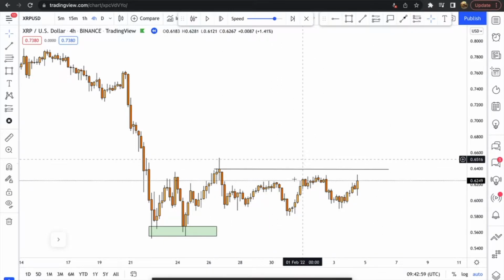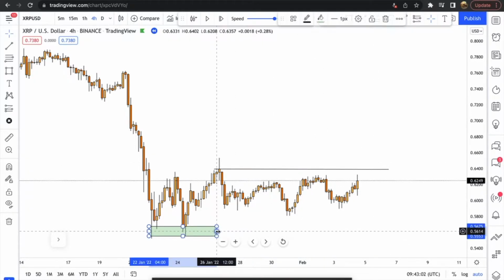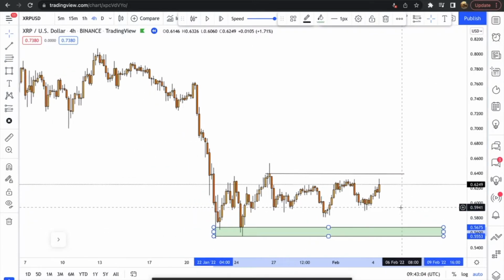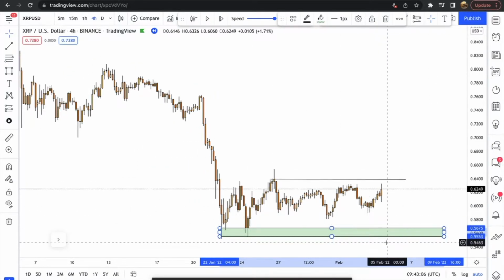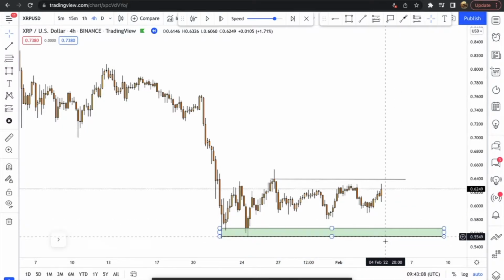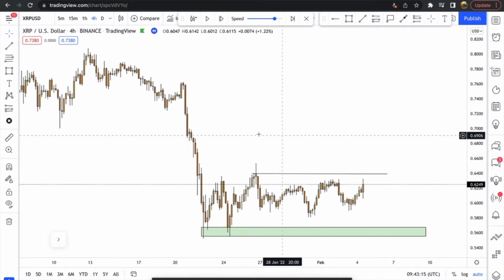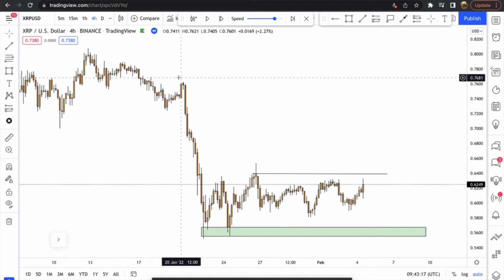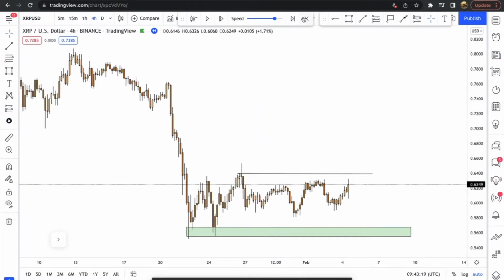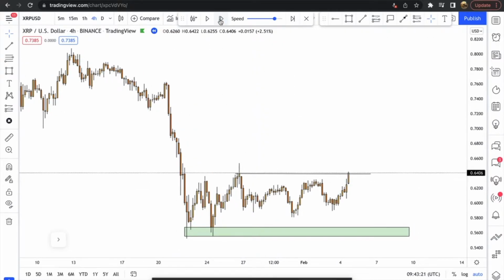So what I'd be looking for, in this case, for a continuation down, is a break and close below this structure, and then you could be looking for your continuation patterns back down. Alternatively, if we get a break to the upside, then I'll be looking for a continuation back up to these levels into our highs. So I'll just click this candle. You can see this candle here has actually just broken and closed above this level. Only just, but that's a good indication that we're going to get a continuation to the upside.